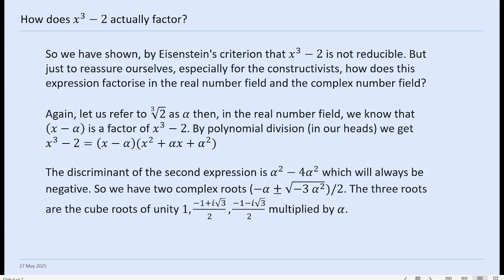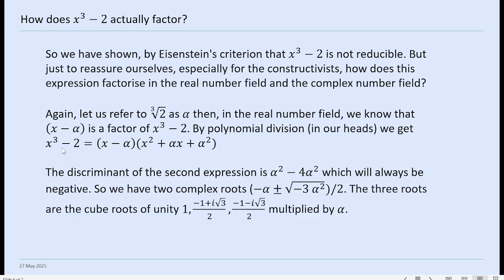And then next, we've shown using Eisenstein's criterion that x cubed minus 2 is not reducible. But just to reassure ourselves, especially for the constructive instincts within all of us, let's look at how this actually factors within the real number and the complex number fields, and that will let us know why it is irreducible in the rationals. So the first thing is, we're going to refer to the cube root of 2 as alpha, then we know that x minus alpha is a factor of x cubed minus 2, and then we can do some polynomial division in our heads, and we basically get x cubed minus 2 is x minus alpha times x squared plus alpha x plus alpha squared. If you want to check it, let's check it.